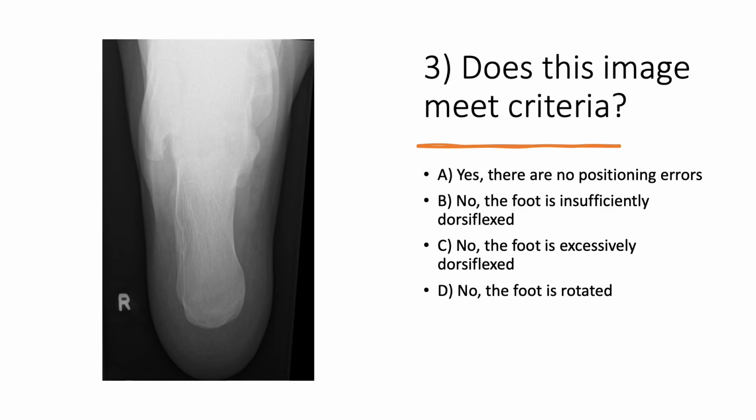Number 3, does this image meet criteria? A, yes, there are no positioning errors. B, no, the foot is insufficiently dorsiflexed. C, no, the foot is excessively dorsiflexed. Or D, no, the foot is rotated. The correct answer is C, no, the foot is excessively dorsiflexed. You can tell this because the calcaneus appears elongated and the joint space is closed.